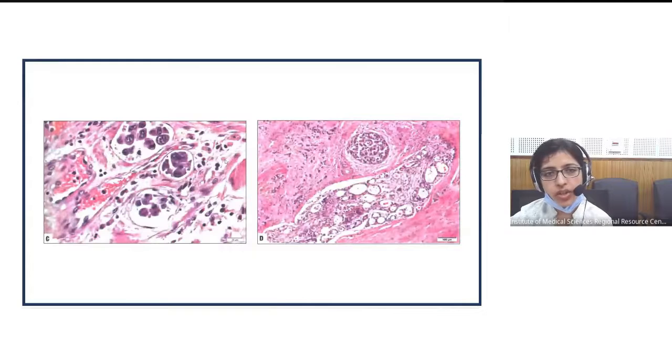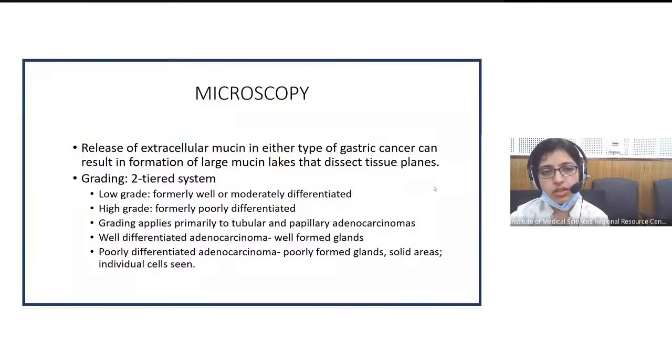Now, these are photomicrographs showing lymphovascular invasion. These are lymphatics with their lumen showing highly pleomorphic tumor cells. And these are the vessels. Here we see the tumor cells which are forming glands, and the tumor is present within the lumen of the blood vessel. So this release of extracellular mucin can be seen in either type of gastric cancer. It can result in the formation of large mucin lakes that can dissect tissue planes.